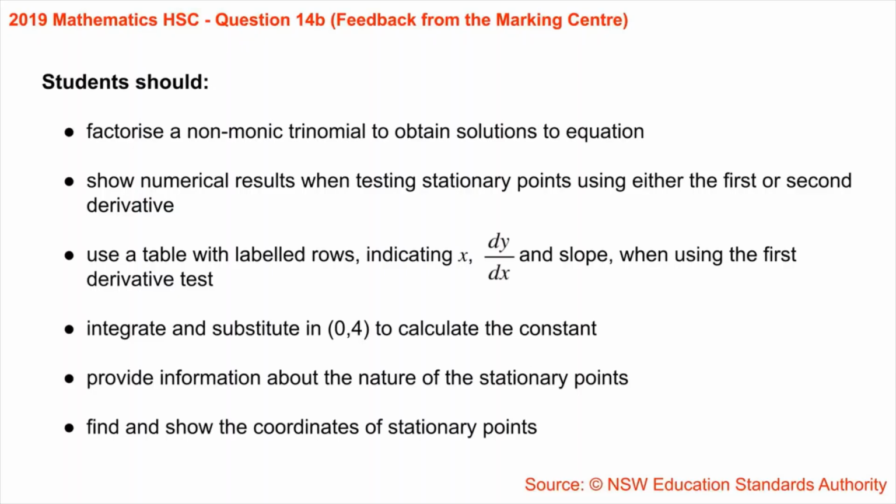The following is the feedback from the Marking Centre for question 14b. Students should factorise a non-monic trinomial to obtain solutions to equation. Show numerical results when testing stationary points using either the first or second derivative. Use a table with labelled rows indicating x, dy dx and slope when using the first derivative test. Integrate and substitute in 0, 4 to calculate the constant. Provide information about the nature of the stationary points, and find and show the coordinates of the stationary points.